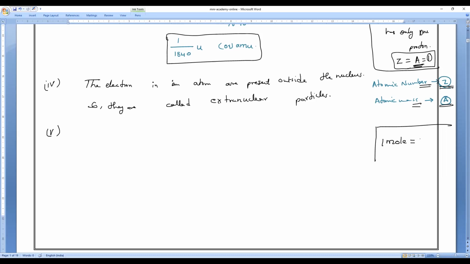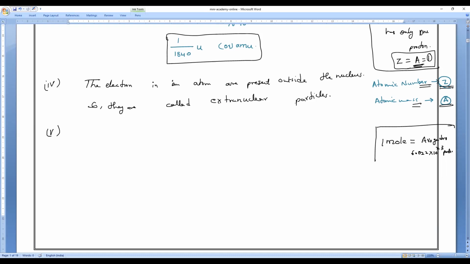1 mole means how many particles? 6.022 into 10 to the power 23. Avogadro number. Avogadro number is how much? Everybody, Gokul. 6.022 into 10 power 23 particles.